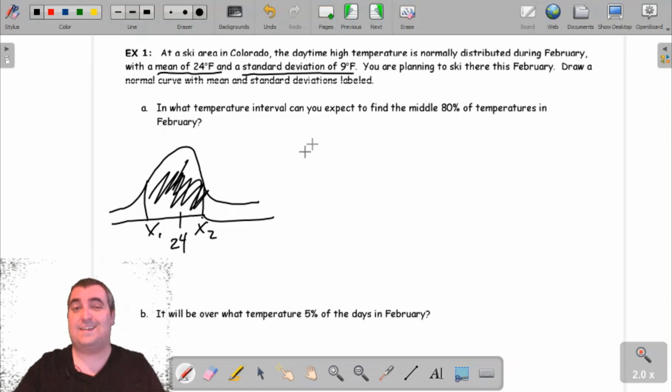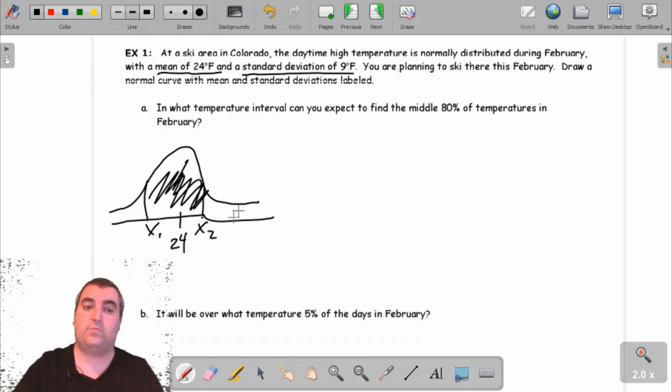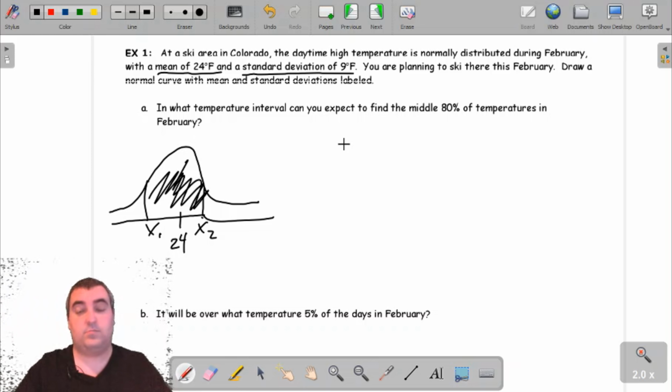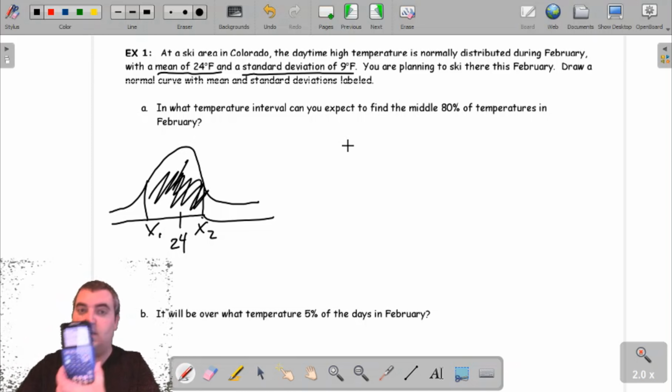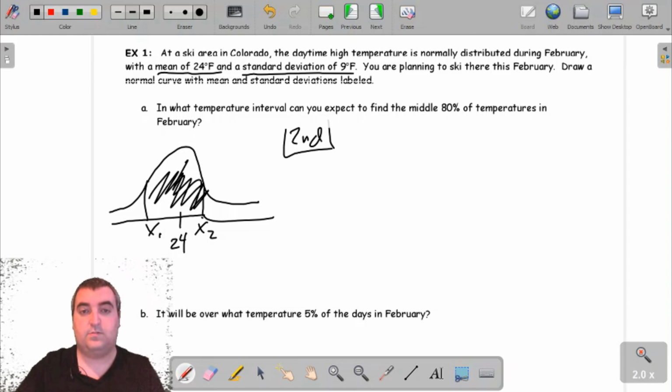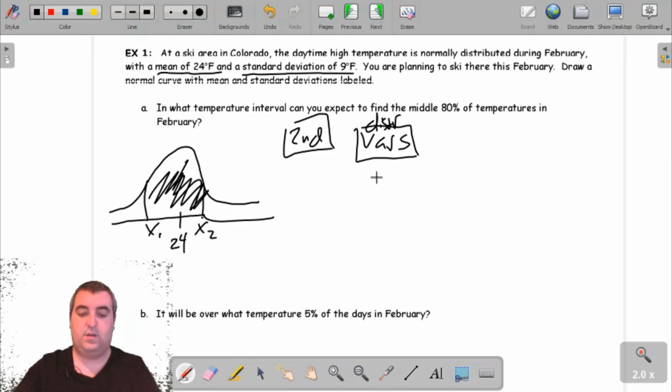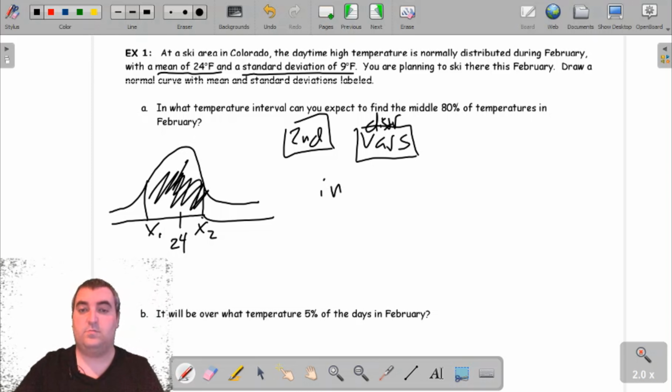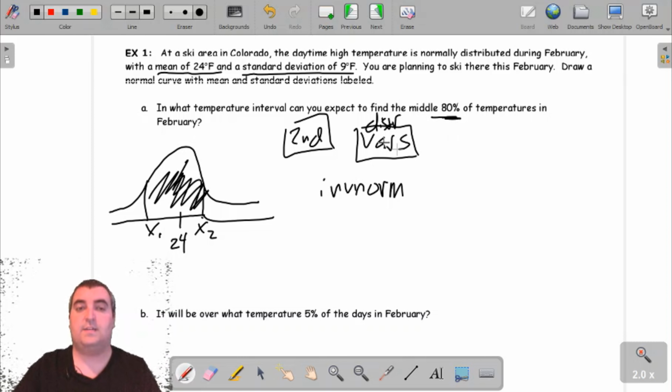If you're doing this without a calculator, you're going to use the z-score formula and work backwards to figure that out. But we are allowed our calculator, so for the TI-84, you're going to press second, vars. The reason we choose vars is because right above it, it says DISTR for distribution. We're going to select the third option, which is inverse normal. This is the option we choose whenever they give us the percentage and want us to find the interval that you can expect.